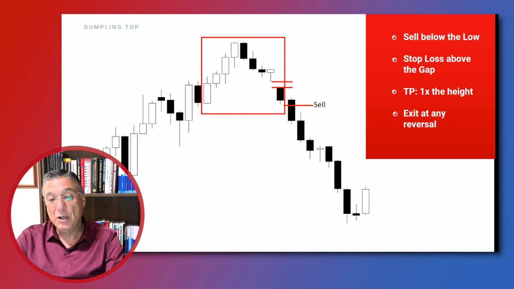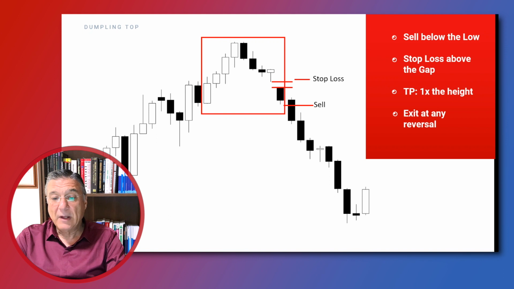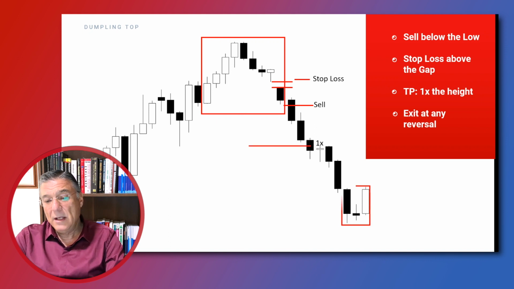Now, another strategy here, the dumpling top, the falling window: we place a sell right below the closing price below the gap, and a protective stop loss right above the falling window, and we take part of the profit at one time the height of the pattern, and we exit when we identify any reversal in the opposite direction. In this case, it's a morning star.